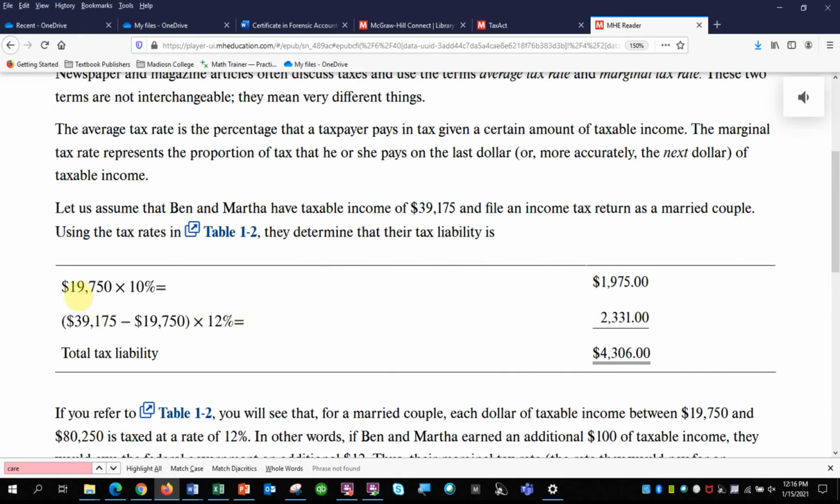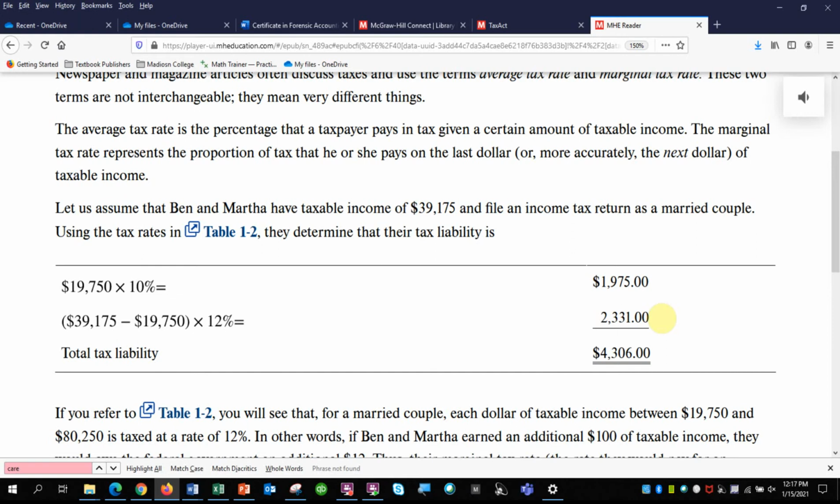The first $19,750 will be taxed at 10%. 10% times $19,750 is $1,975. Then you move to the next level that applies to their income. Well, the next level, the 12% level, is greater than their taxable income, so that's where they'll stop. So they'll just take the rest of their income after $19,750, and they'll tax that at 12%. And 12% times the difference between $39,175 and $19,750 from the last range is $2,331, and you'll just add those two together, and then that's their tax liability.